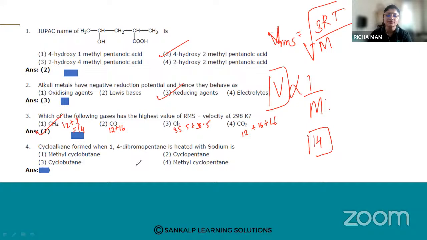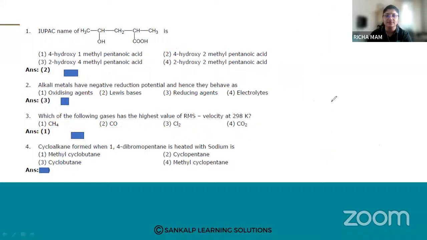Cycloalkane formed when 1,4-dibromopentane is heated with sodium is. 1, 2, 3, 4, and 5. 1, 4 means at the 1 position and the 4 position you have bromine on the pentane. So CH3, CH, CH2, CH2.